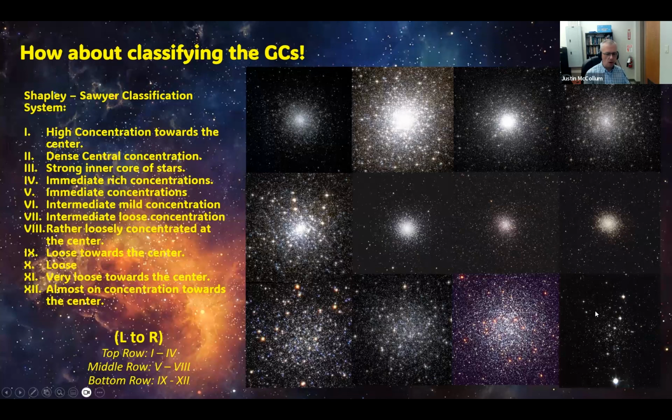This is actually one of the Trumpler globular clusters that look like faint little smudges, but we can see the details in the stars towards the center. If you type in the Shapley-Sawyer classification system, there's a classification system for identifying and categorizing open star clusters. Well, we have that for globular clusters.